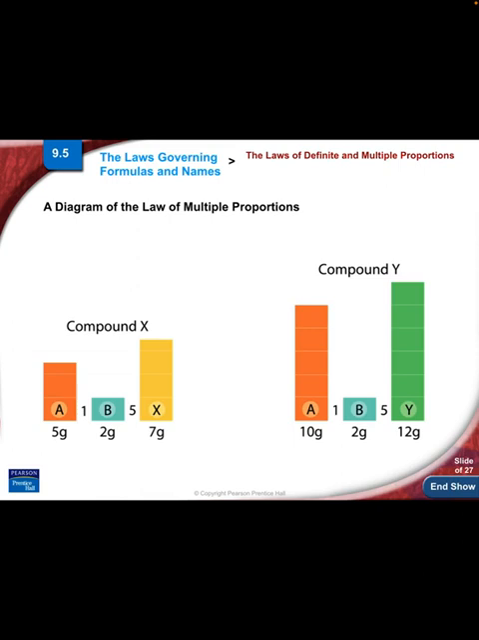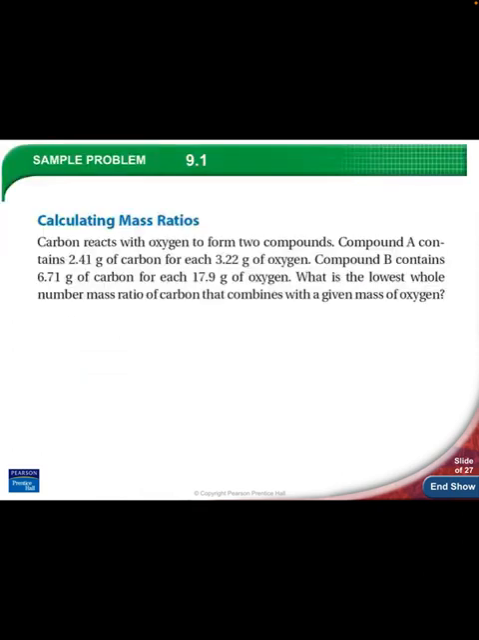We've got the ratio of compound A to B is what? 5 to 2, or 5 to 1, and in the next one, the ratio of A to B is 10 to 2, which is also 5 to 1. But when you add in a third element, it's 7 grams and 12 grams. But again, small whole number ratios. We can treat this mathematically. And here's a bit of an example.